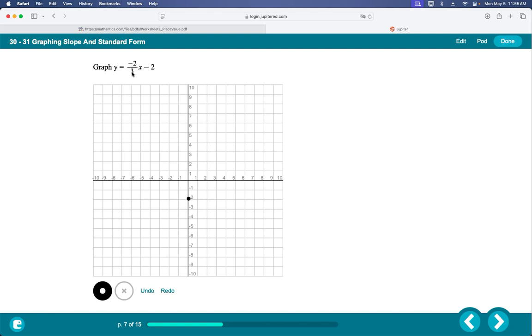Down 2 to the right 3. Down 2 to the right 3. And there's another one. That's all it is. When we look at these, they're not hard. You just have to understand the components, what the components mean, what the numbers are telling us.